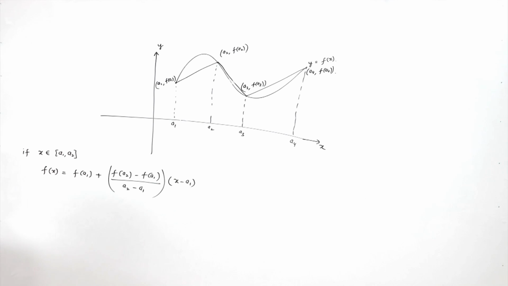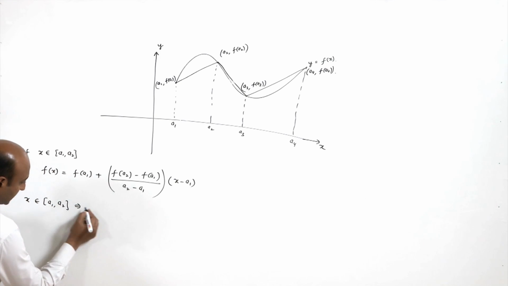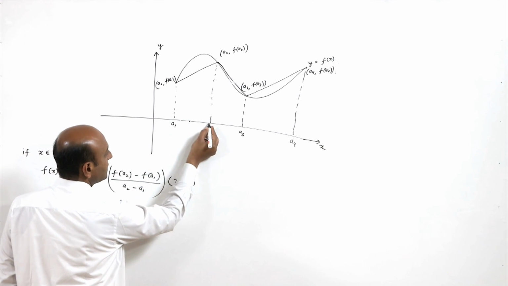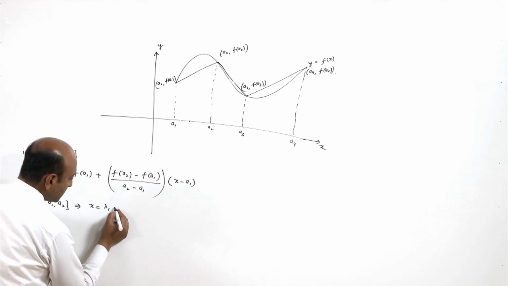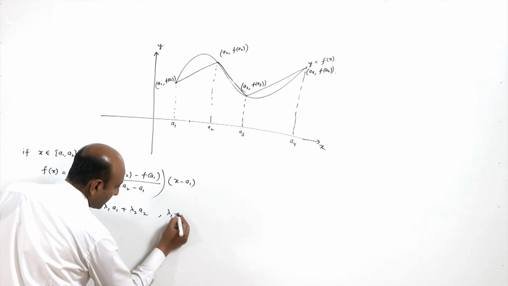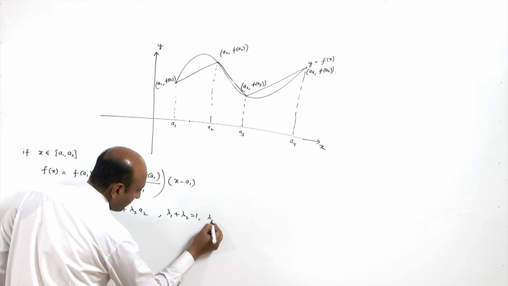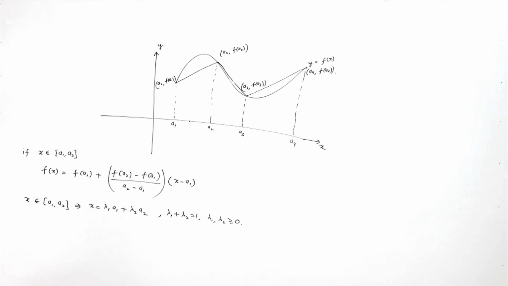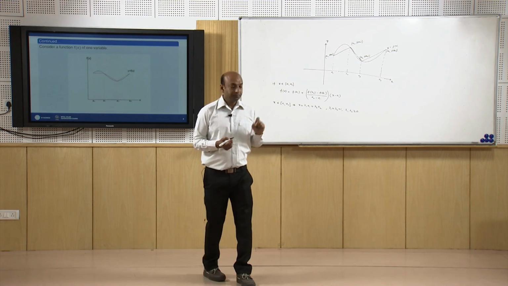Now, this x is in between a1 and a2. So, x belongs to [a1, a2]. This means x is a convex linear combination of these 2 points, because x is between a1 and a2. So, x will be lambda 1 a1 plus lambda 2 a2, where lambda 1 plus lambda 2 is 1 and lambda 1, lambda 2 are non-negative, because x is in between a1 and a2.